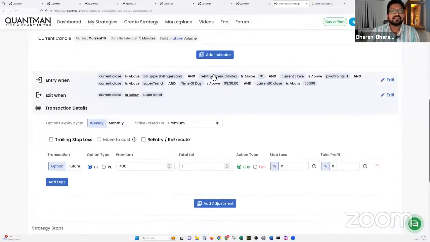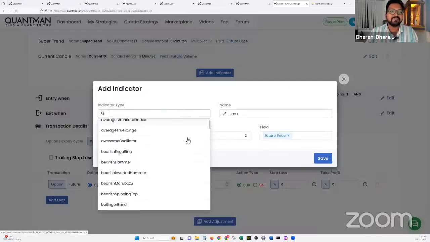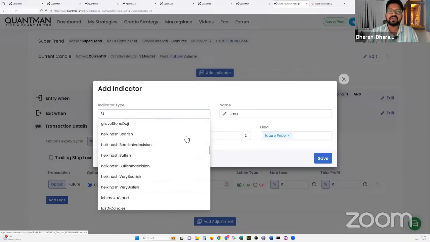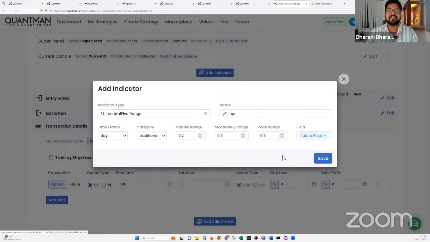So now I just add the CPR indicator, add indicators. We have almost 80-plus indicators. You guys can use all these indicators and then you can let me know, so you can experience this many indicators. I just select CPR, traditional, that's it. I'm just going to save it.